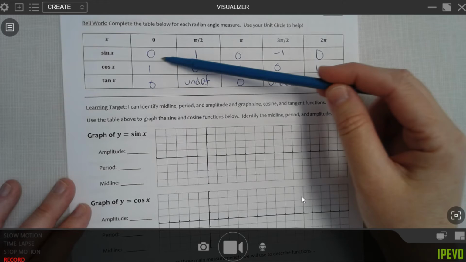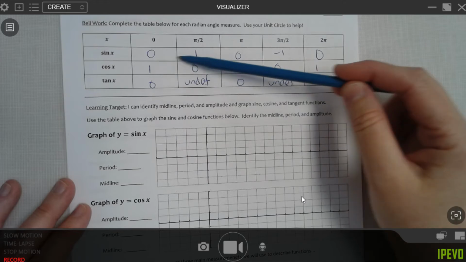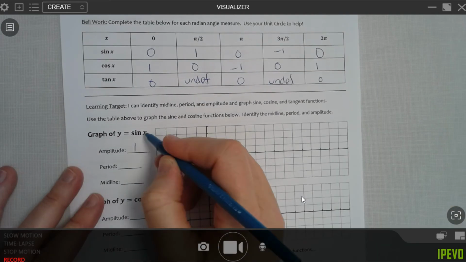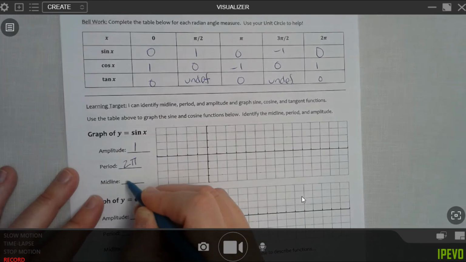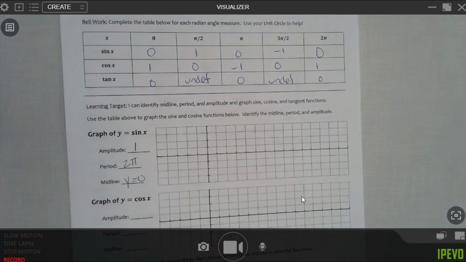So in standard form, today we're graphing sine. In standard form, there's no number in front of your sine function, so we say your amplitude is 1. Your period is always 2 pi, and your midline is always the axis, which is y equals 0.